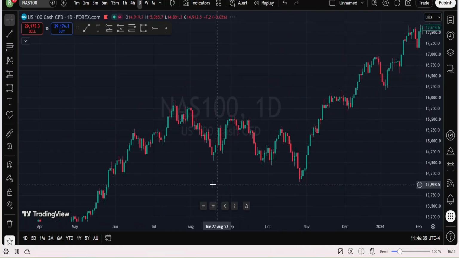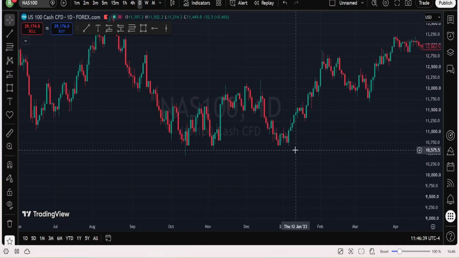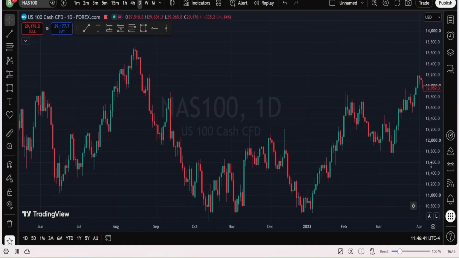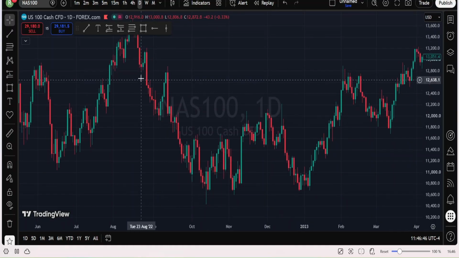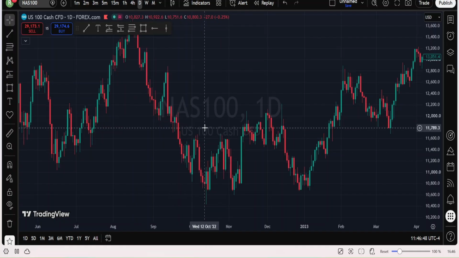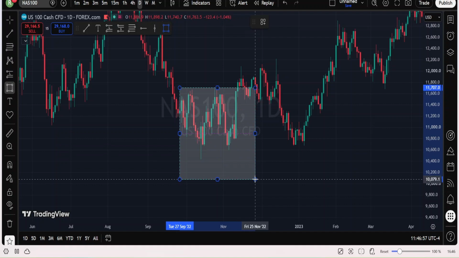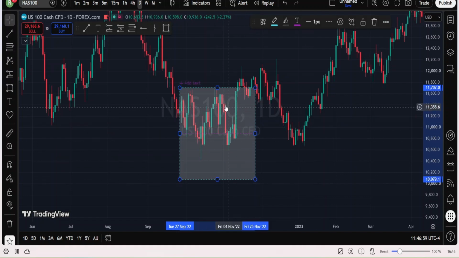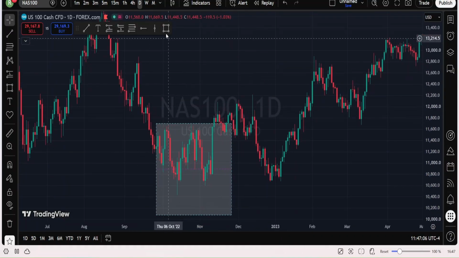Okay, let's look at this level. Let's use this area. As we can see, this market was making lower lows, lower than the previous low, and suddenly the market started to consolidate here. The market was not giving us any direction, and then at some point the market started making higher highs. So after this we had a market structure shift.